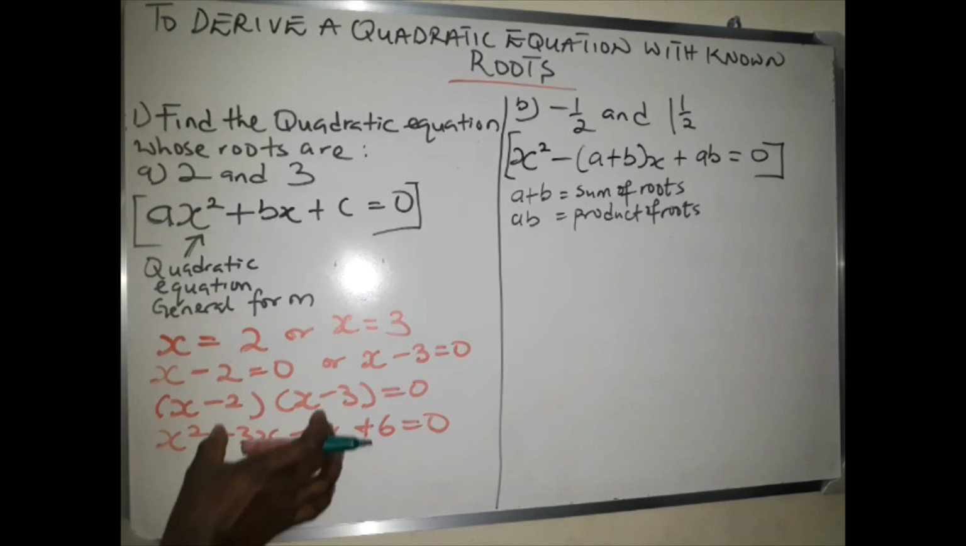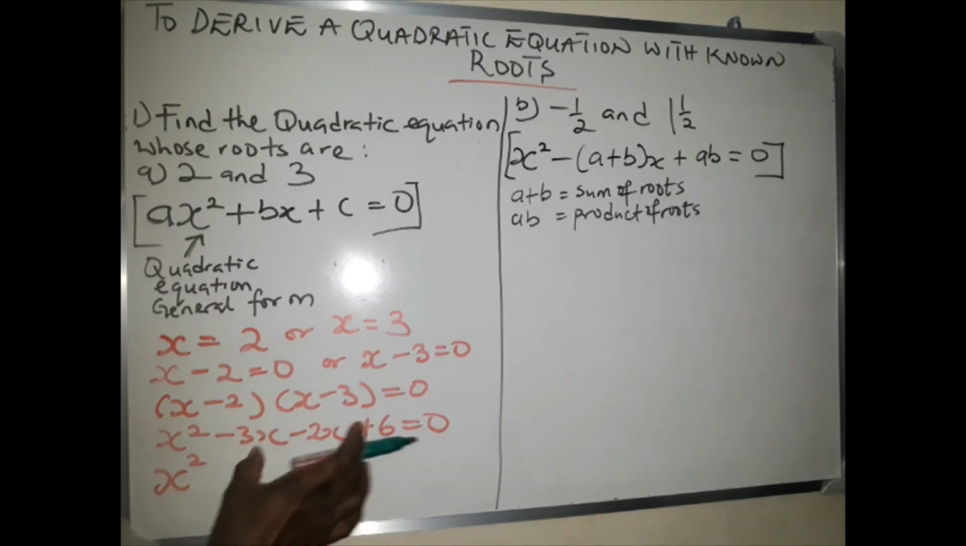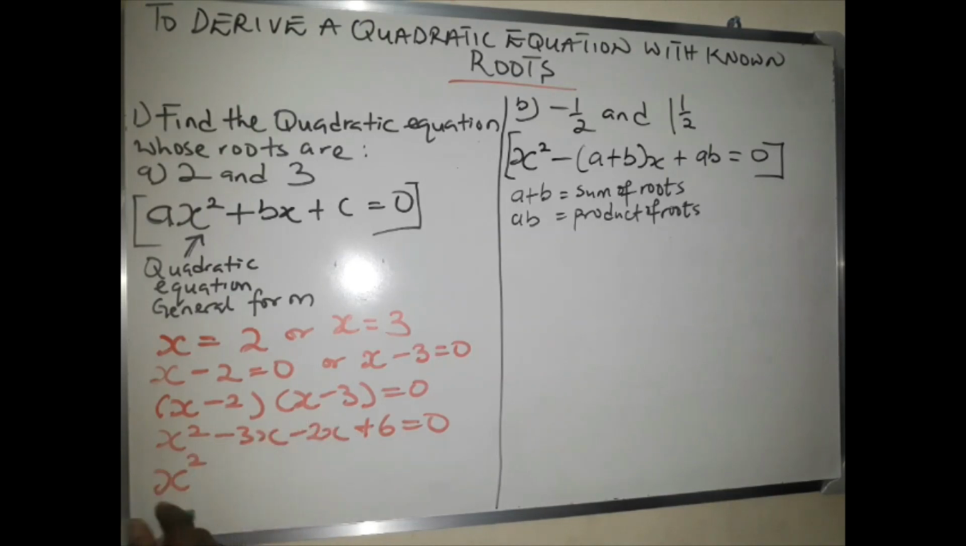So now what do you do? You simplify the equation, x squared, by collecting the like terms. You have an x and an x here, minus and minus. You add the minus together, which will give you minus 5x plus 6, which is equals to 0. Since we have this and this, they are common, you add them together, you keep their negative sign. So it will now be minus 3x minus 2x will give you minus 5x plus 6.